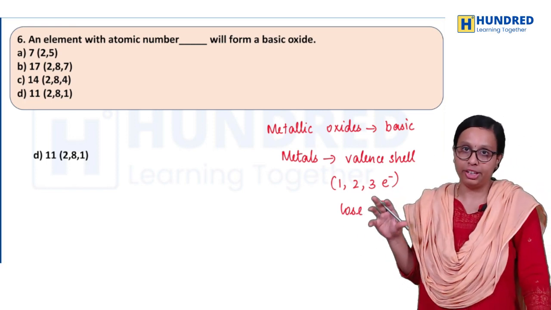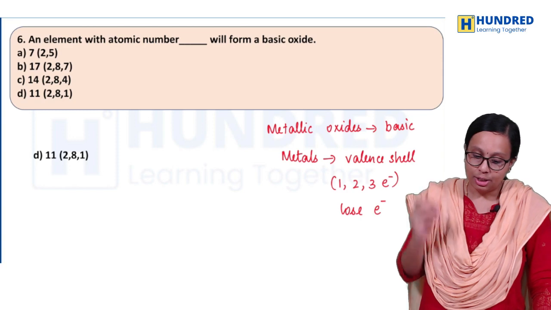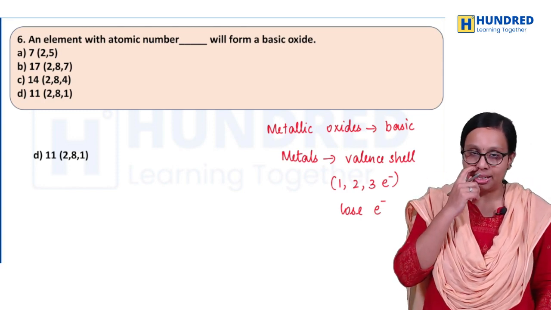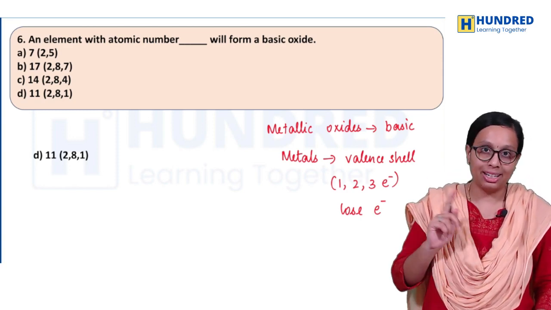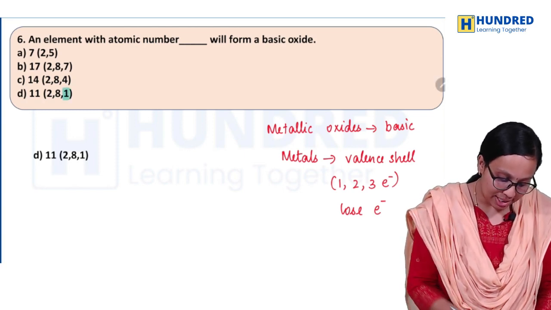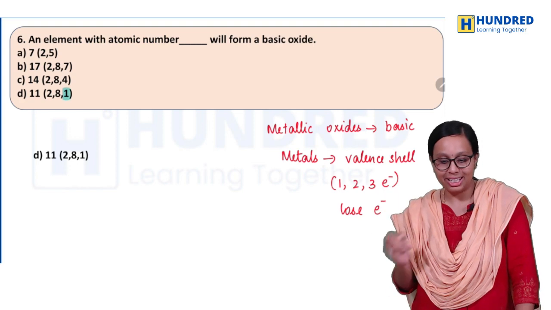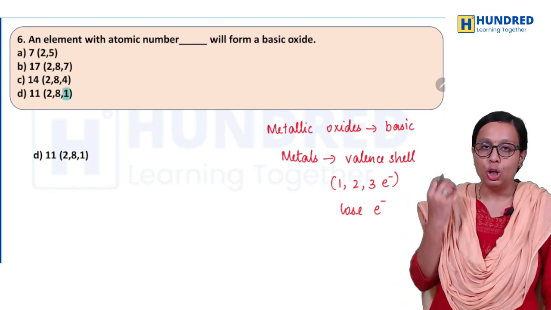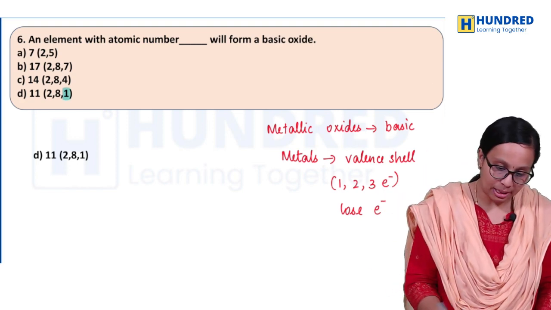So how is the configuration? How is the dot structure? Here, metallic oxides are generally basic in nature. Non-metallic oxides are generally acidic in nature. If you take, I told you one clue, that it should have either 1, 2 or 3 electrons. That will help us to find if it is a metal or non-metal.